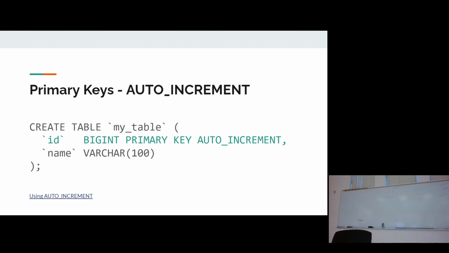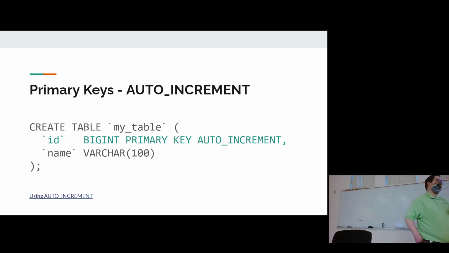Auto increment is a special word. Auto increment can only be used in combination with primary keys. That's it. You can't use it with a foreign key. You can only use it with primary keys, and you only use it for one column in that table. Only one column in the table can be auto increment. Auto increment says, I want to automatically assign a number here, and that will go up as I create more records.